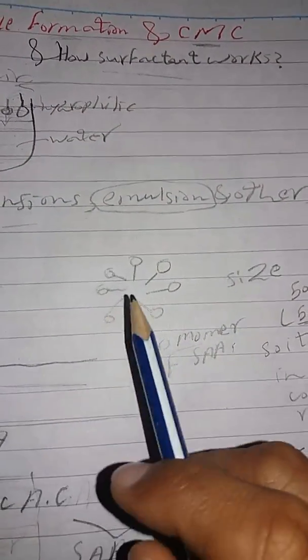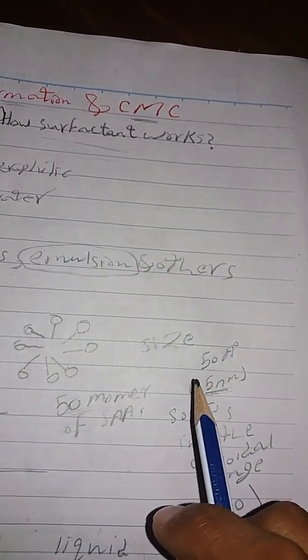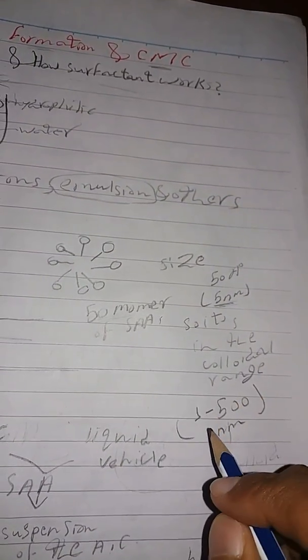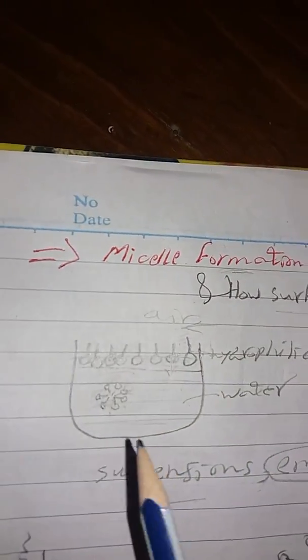So what is a micelle? A micelle is an aggregation of about 50 monomers of surface active agent, and its size is about 50 angstrom or 5 nanometers. So it's in the range of colloidal solution, which, as we have known, is between 1 to 500 nanometers. So why are surfactants important? Surfactants are important because they are used in the formation of suspensions, emulsions, and many other things.